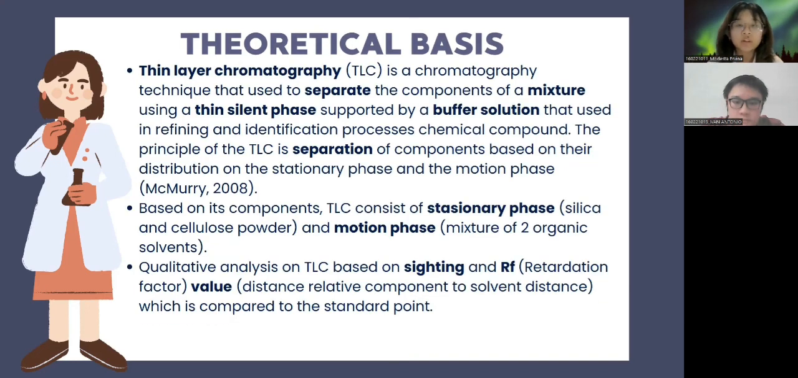Thin layer chromatography, or TLC, is a chromatography technique used to separate the components of a mixture using a thin stationary phase supported by a buffer solution, used in the refining and identification of chemical compounds. The principle of TLC is separation of components based on their distribution between the stationary phase and the mobile phase. TLC consists of a stationary phase, which is silica or cellulose powder, and a mobile phase, which is a mixture of two organic solvents. The qualitative analysis in TLC is based on spotting and the Rf, or retardation factor, value, which is the distance of the component relative to the solvent distance, compared to the standard point.